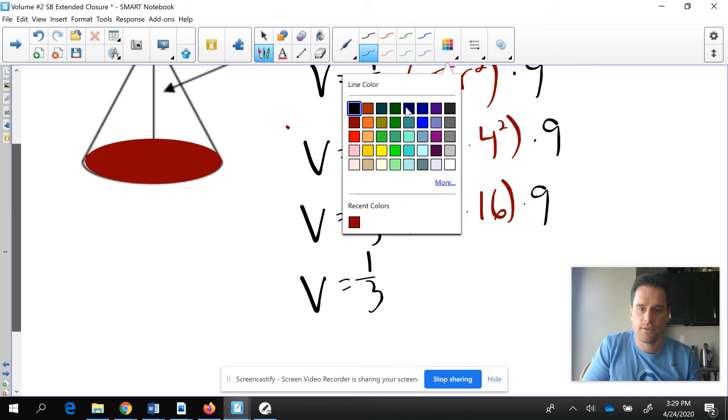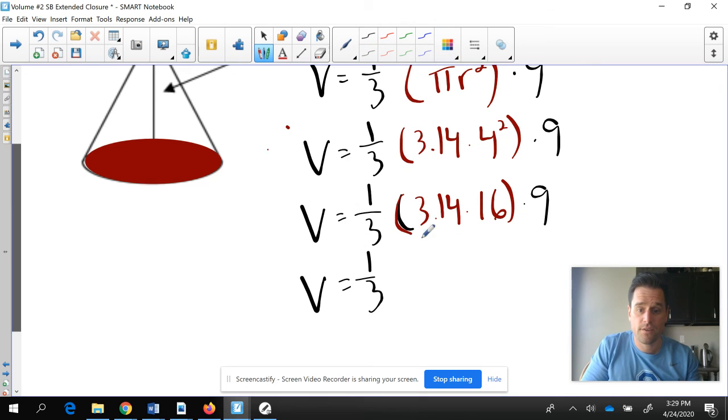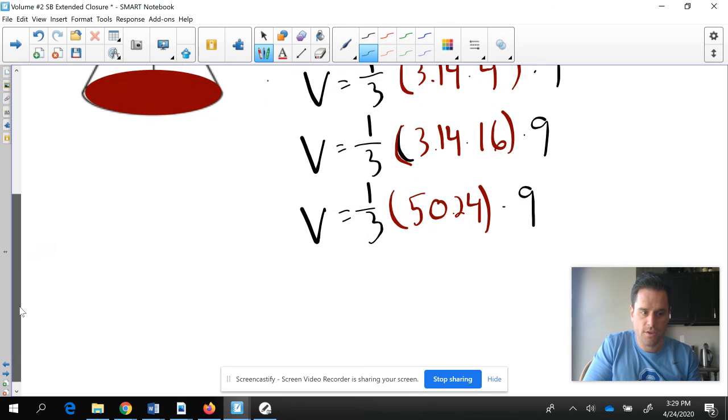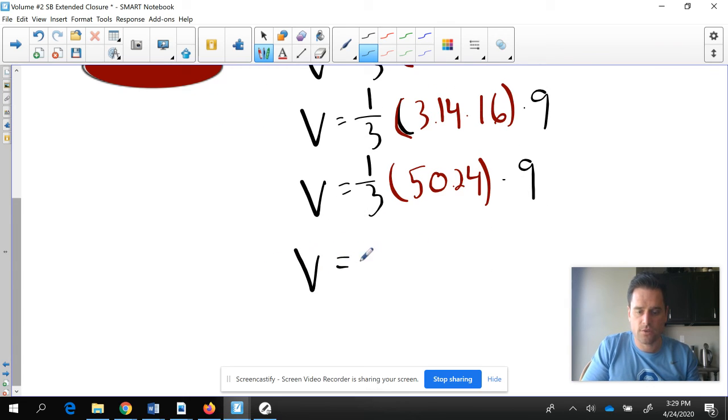Volume equals 1/3. I don't mind if you use a calculator right here. Even I'm going to use a calculator. We're going to say 3.14 times 16. That gives you 50.24 times the 9. And then from here, you can solve it any way you want to. You can solve this left to right, but when you have all multiplying, it doesn't matter how you do it.